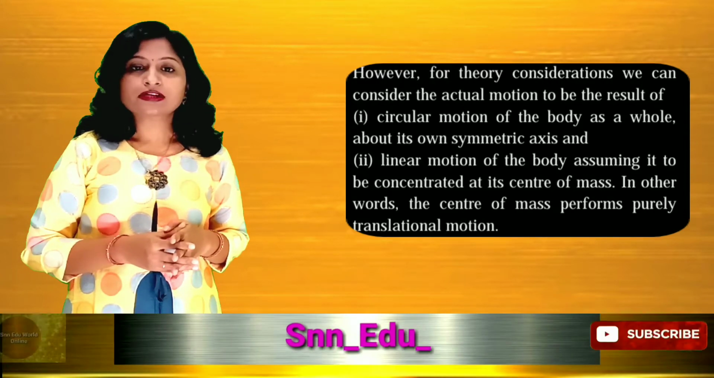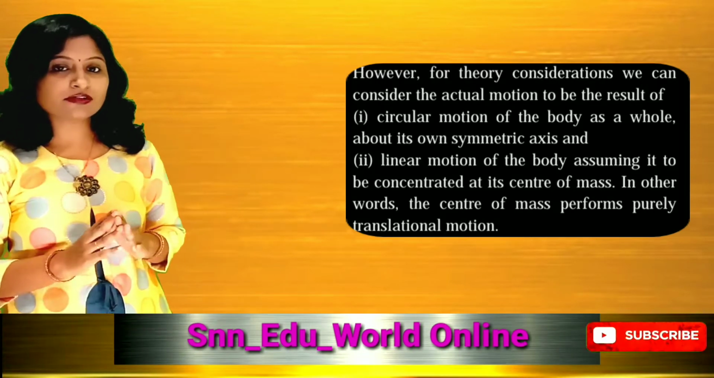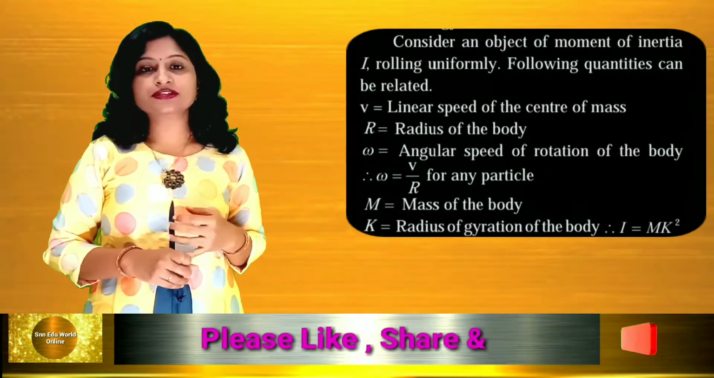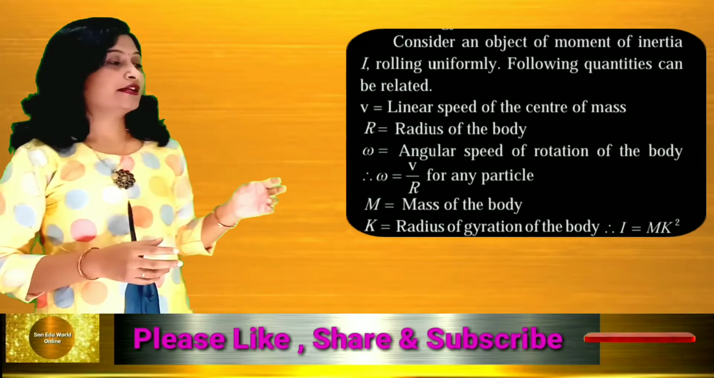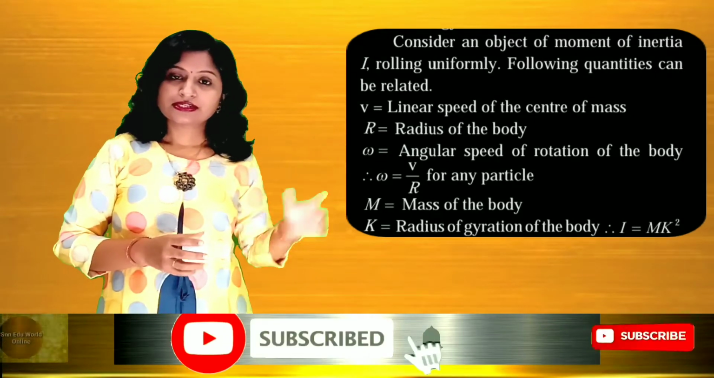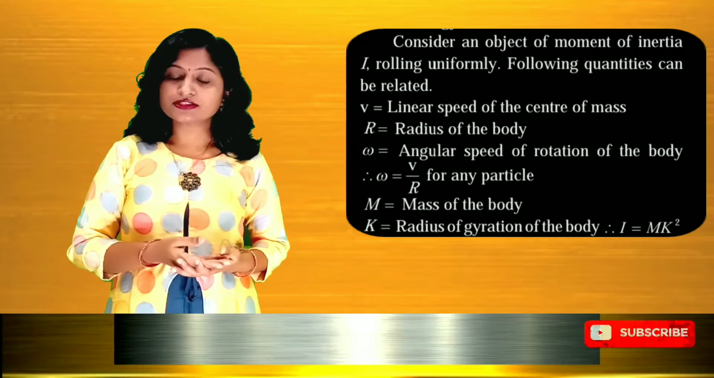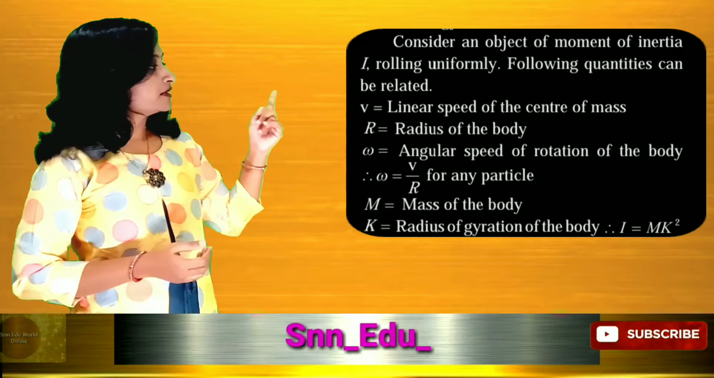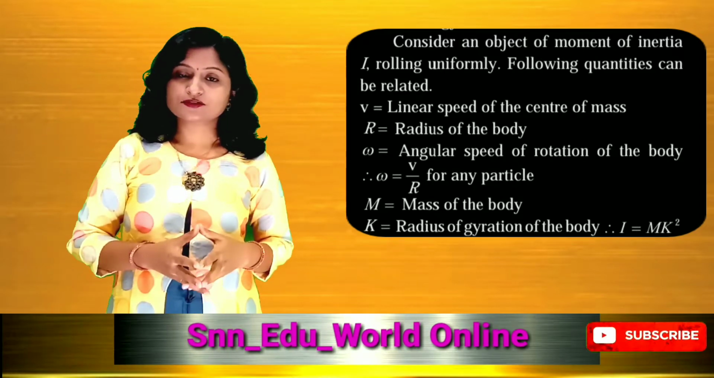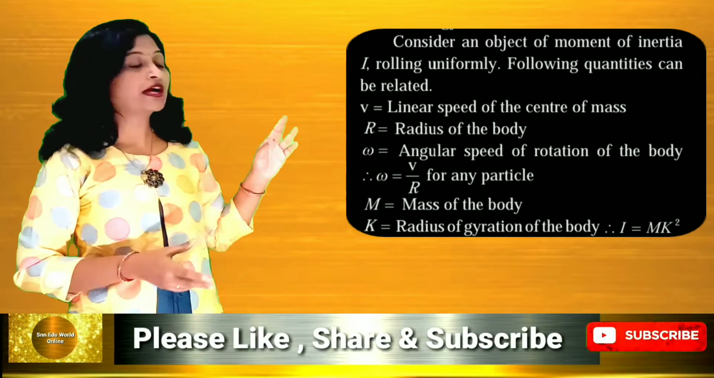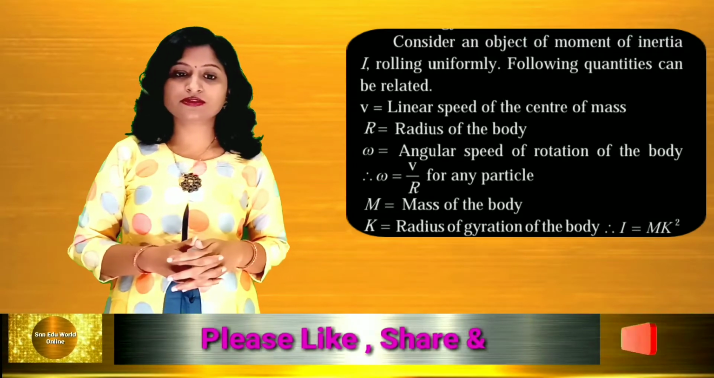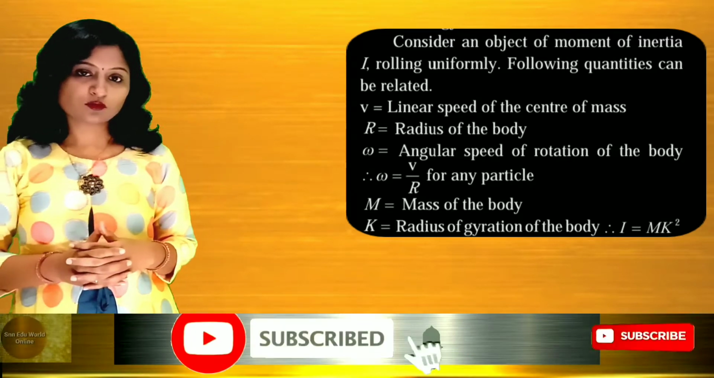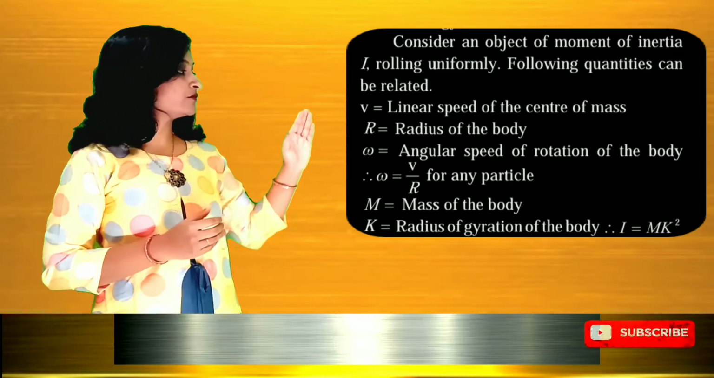Okay. Now we will consider this concept and we will denote: let I be the moment of inertia of the object, then V is the translatory velocity, that means straight line velocity, we can say rectilinear velocity, then capital R is the radius of the body. Next, omega is the angular velocity possessed by the body. Then we know that angular velocity and linear velocity are related. So omega is equal to V by R.